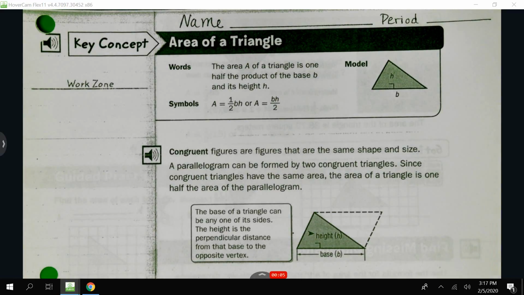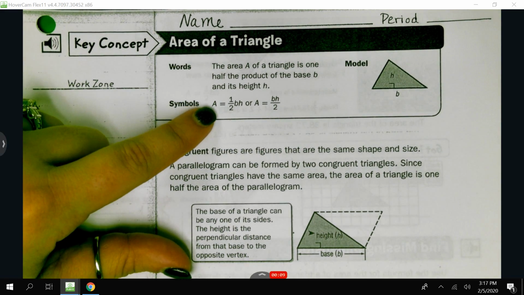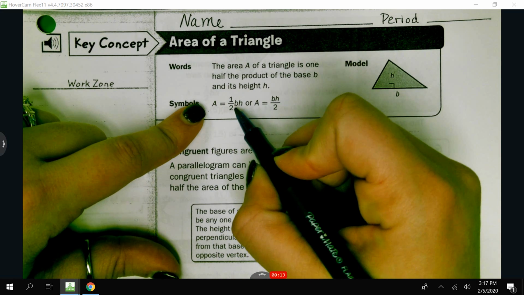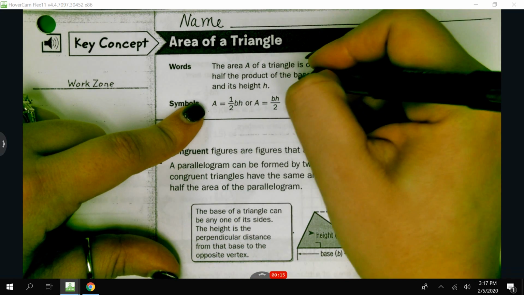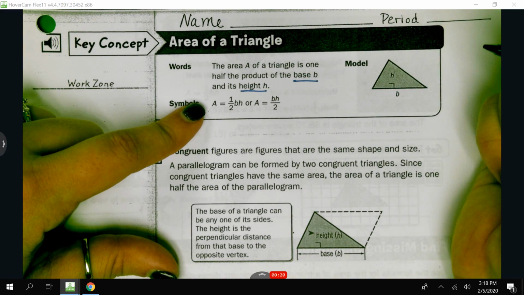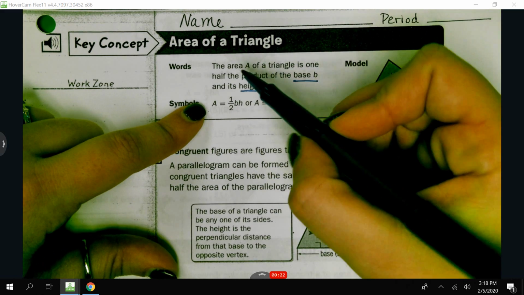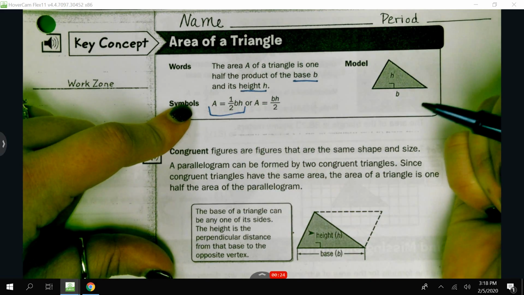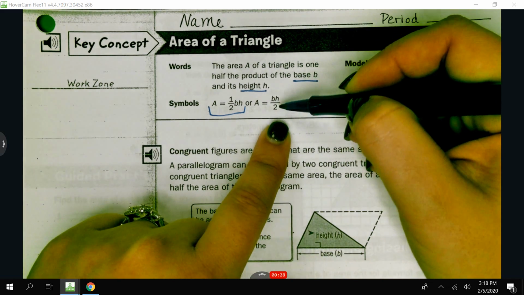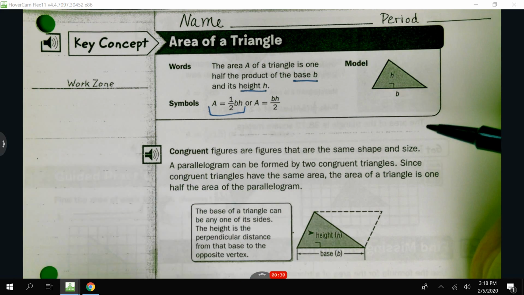Alright guys, today you're learning about the area of a triangle. So we have a specific formula that we use. This is area equals 1/2 base times height. So the B stands for your base. The height stands for H. This is the one that I normally use, but this is the same exact thing. You can do base times height and divide it by 2, whichever one you prefer.